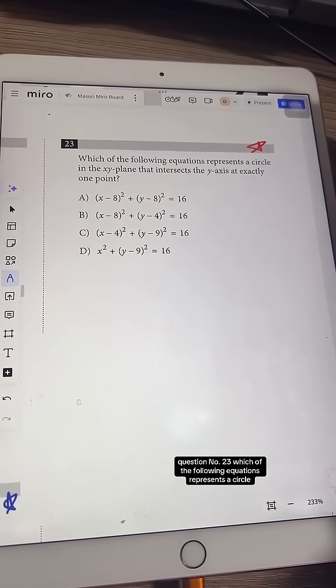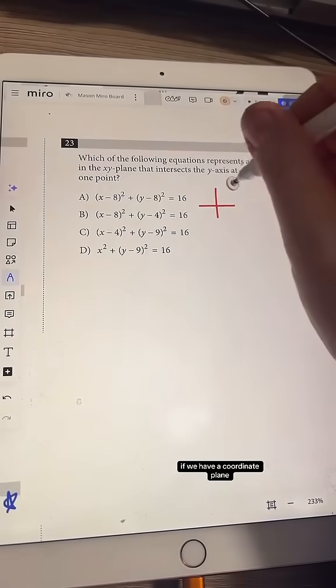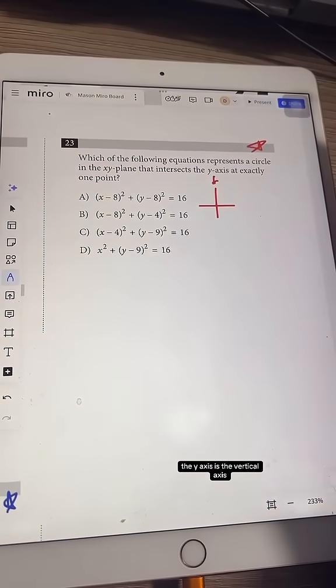Question number 23. Which of the following equations represents a circle in the xy plane that intersects the y-axis at exactly one point? If we have a coordinate plane, the y-axis is the vertical axis, so I want my circle to touch it once.